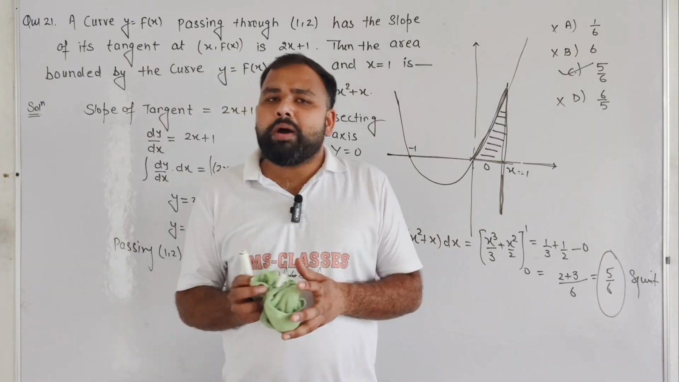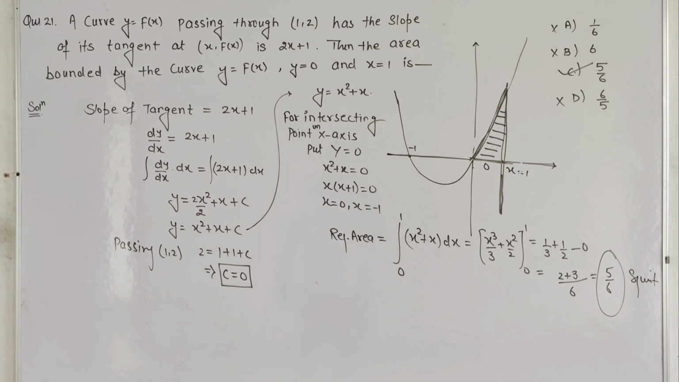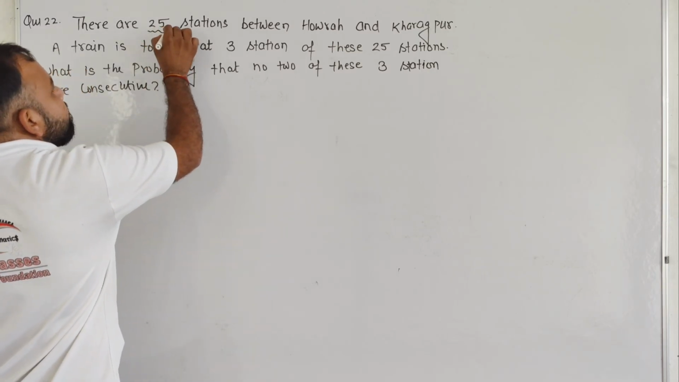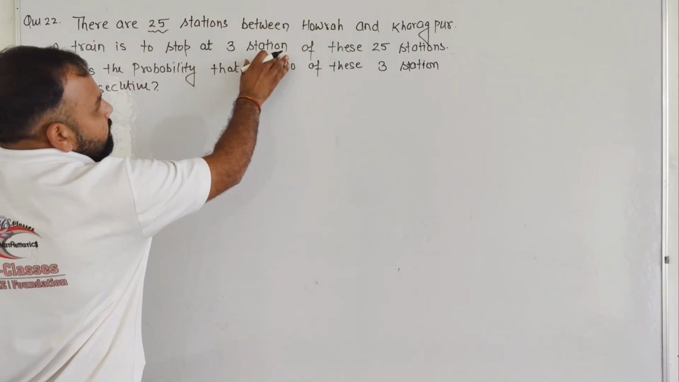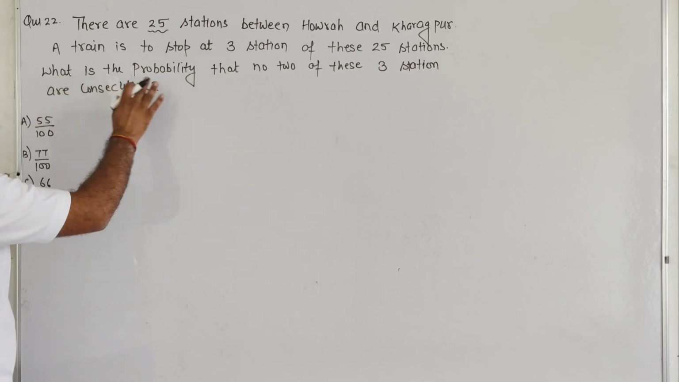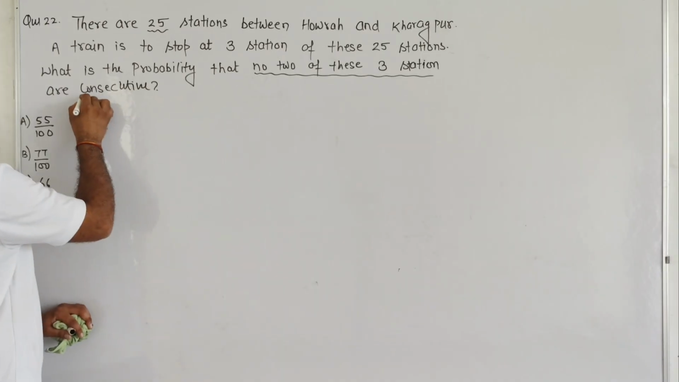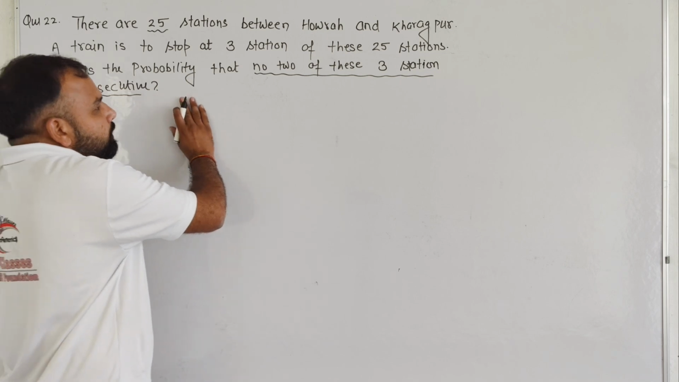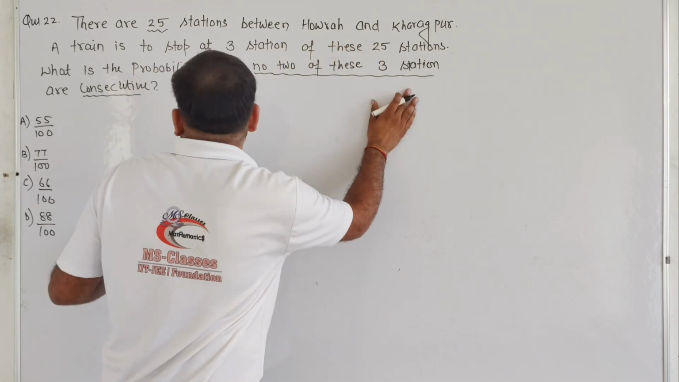Okay student, so our next question is question 22. In this question there are 25 stations between Howrah and Kharagpur. A train is to stop at 3 stations of these 25 stations. What is the probability that no 2 of these 3 stations are consecutive? That means we need to find the probability that these 3 stations are non-consecutive.